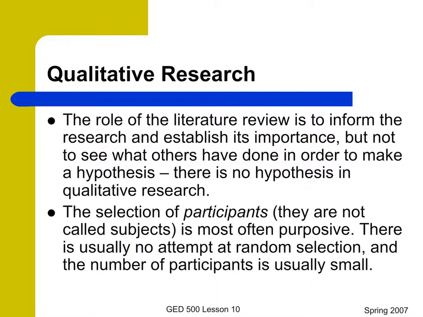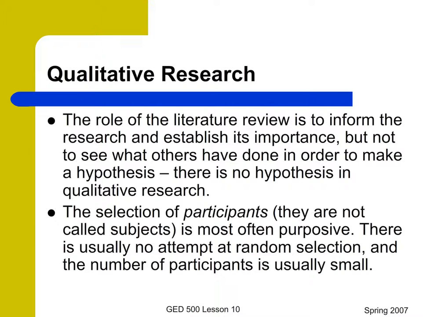The role of the literature review in qualitative research is really to establish the importance and also to see what others have done. But there's really no hypothesis as such. We're not doing a prediction the way that you do in quantitative research. Here you're just trying to learn more about the experiences, or the lived experiences, of particular individuals who you then call participants. They're not called subjects because they're participating in a series of interviews or observations.